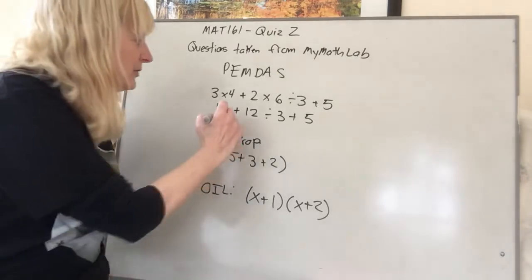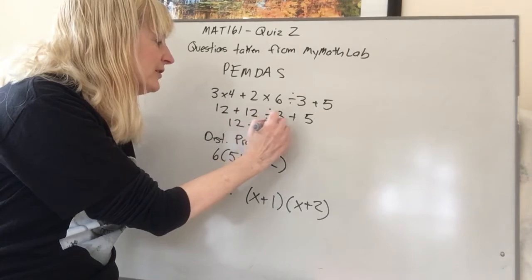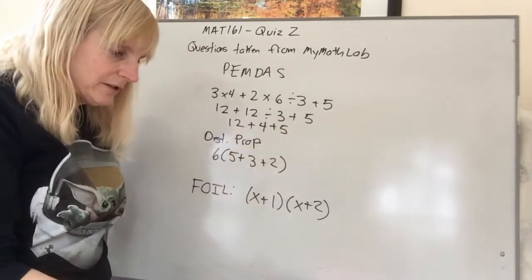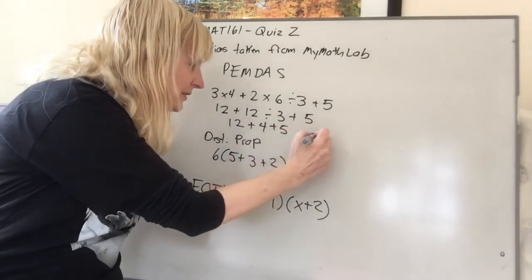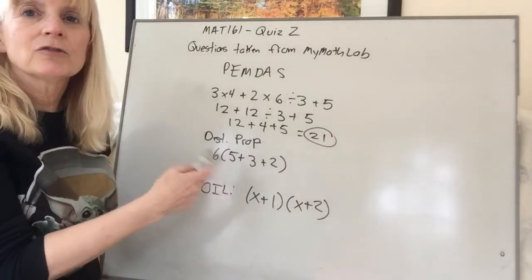addition, right? So you still have a 12, but now you got 12 divided by 3. That's a 4 plus 5. And then you would go straight across, and I think that's equal to 21. Just add. Okay, then there's some problems in here that have to do with the distributive property.